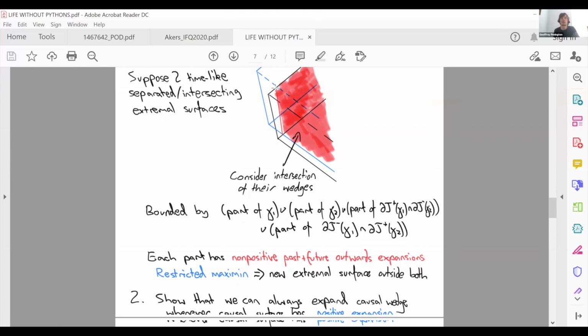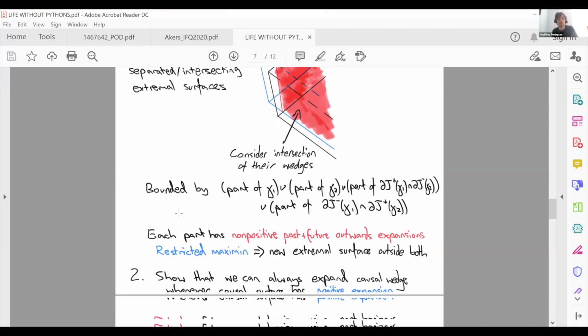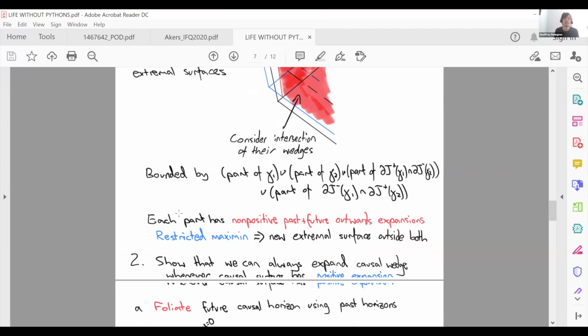And that is enough to imply that the resulting restricted maxi-min surface is an extremal surface. But by construction, it is outside and space-like separated from both of our original surfaces. And so we've sort of resolved the problem. These two weren't really the outermost extremal surface. There was an outermost one that was outside both of them. Okay, so that's relatively easy.